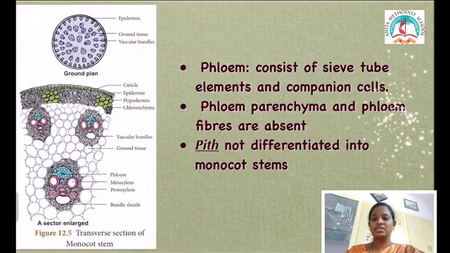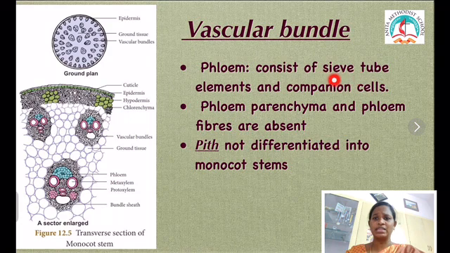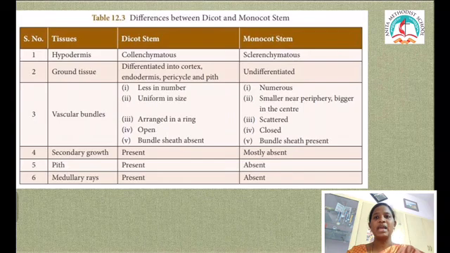Next we are going to see vascular bundle. Vascular bundle consists of xylem and phloem. We saw about xylem. Now about phloem. Phloem consists of sieve tubes and companion cells. Phloem parenchyma and phloem fibers are absent. The next structure is pith. Pith is not differentiated in monocot stem. Let's see some differences between dicot stem and monocot stem.